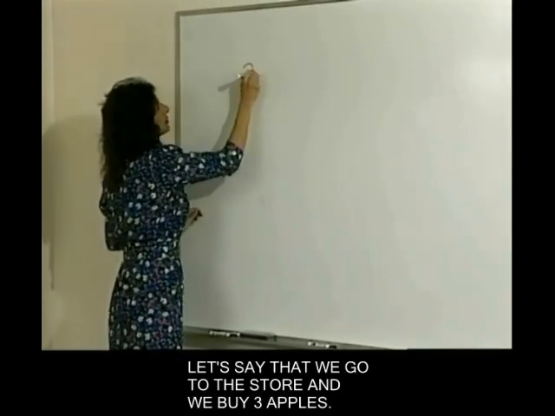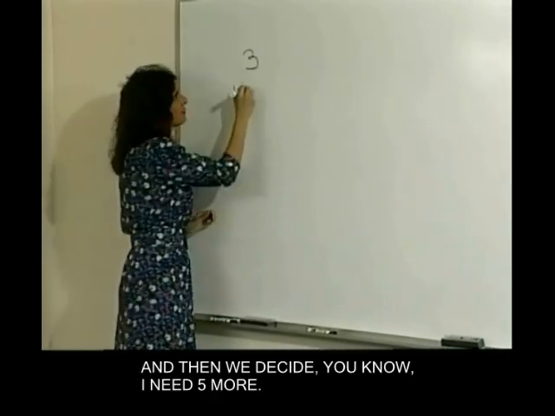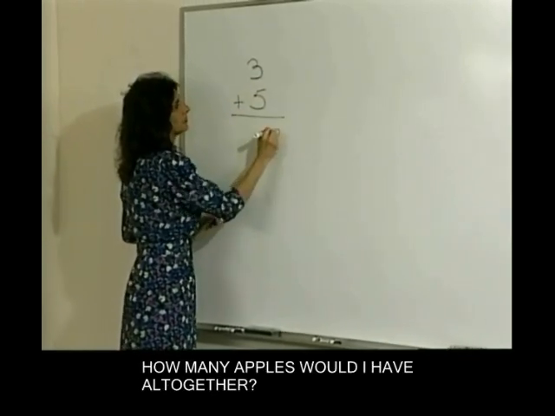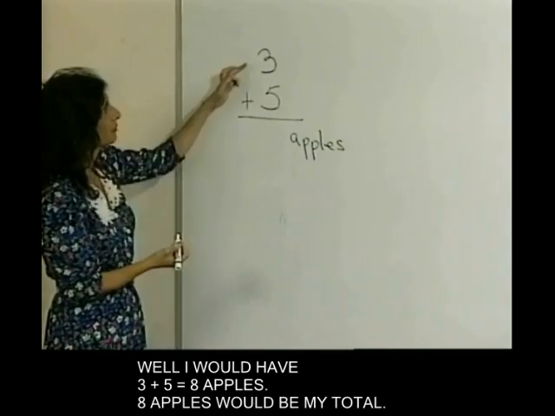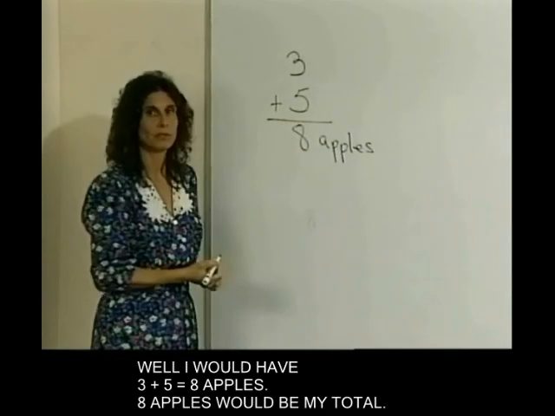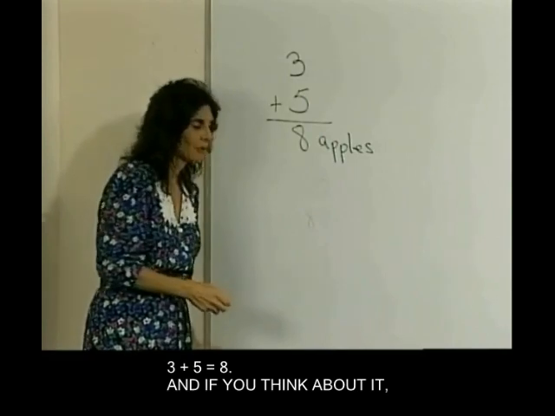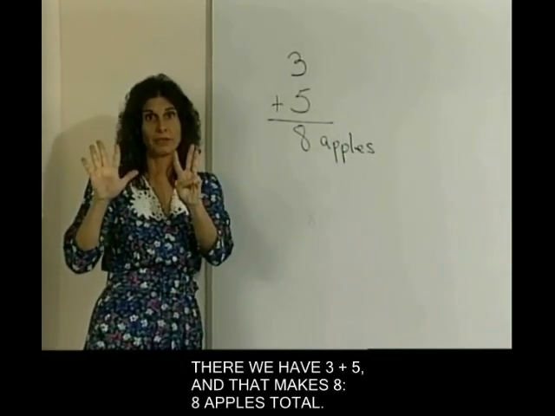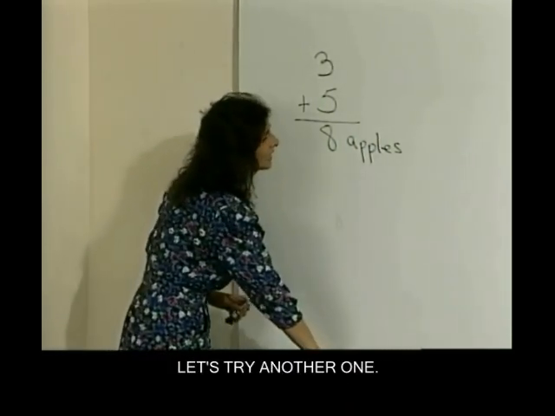Let's say that we go to the store and we buy 3 apples, and then we decide, I need 5 more. How many apples would I have altogether? Well, 3 plus 5 is 8 apples. 8 apples would be my total. Here we have 3 plus 5, and that makes 8. Let's try another one.